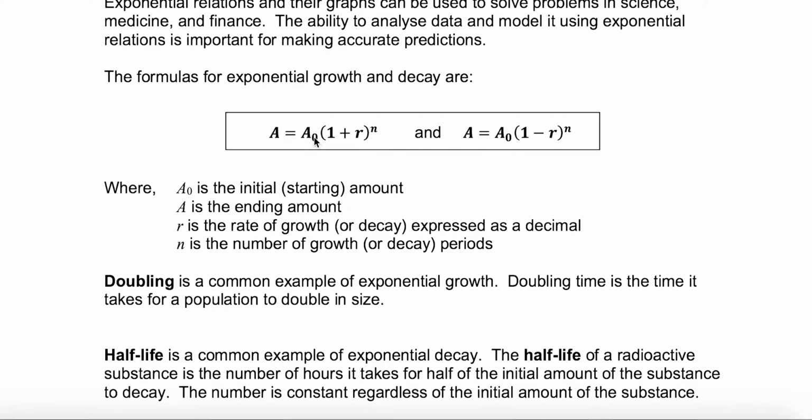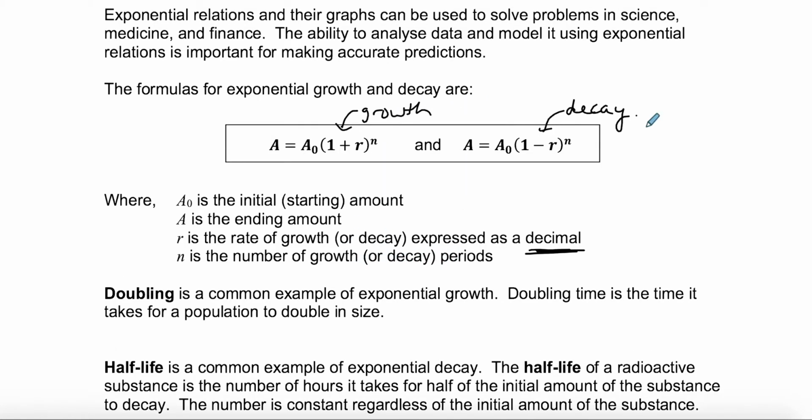Otherwise, anytime you see a little subscript of 0, that's always initial. So this would be the initial amount, this would be the final amount. We would have a rate of growth or decay, but we always want to make sure we use a decimal. And n is the number of growth or decay periods as our exponent.